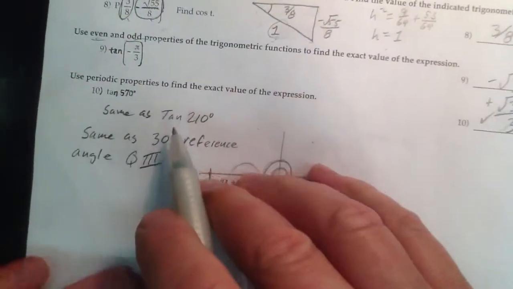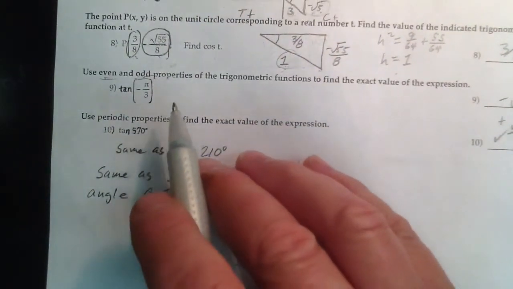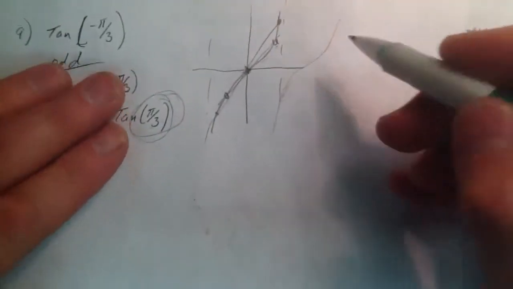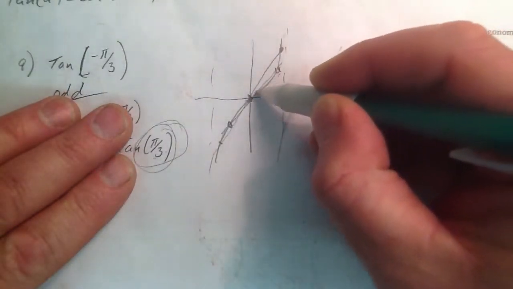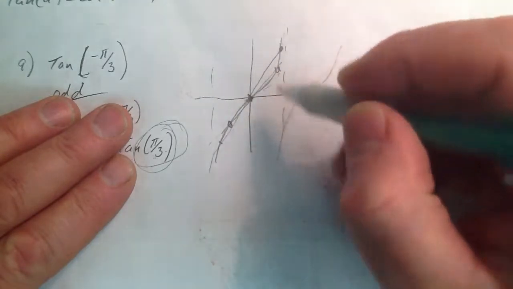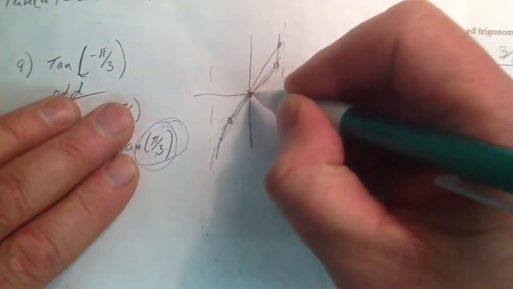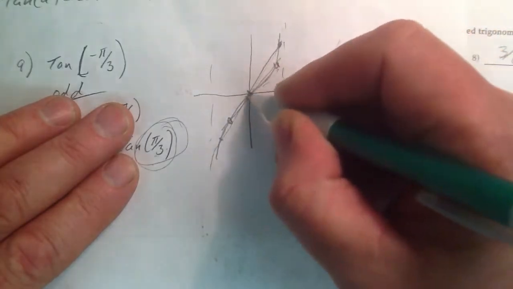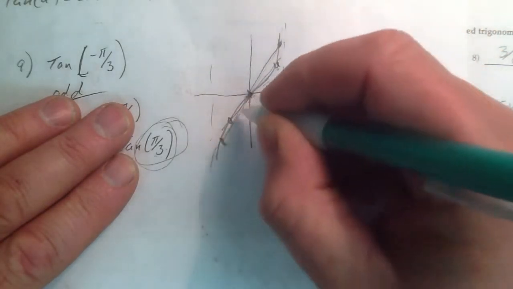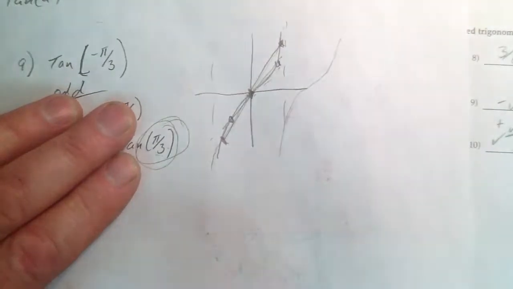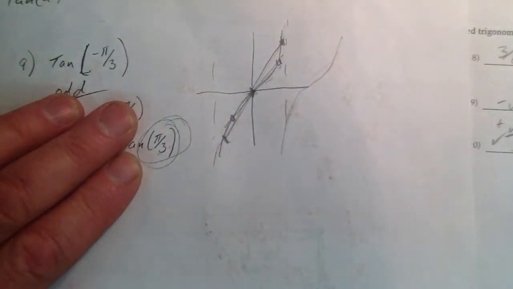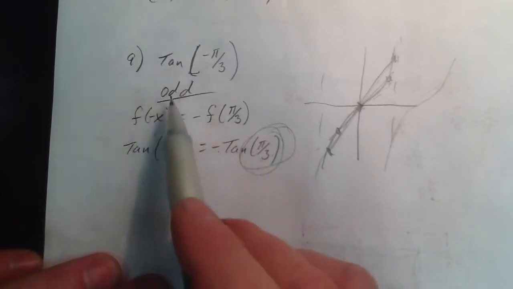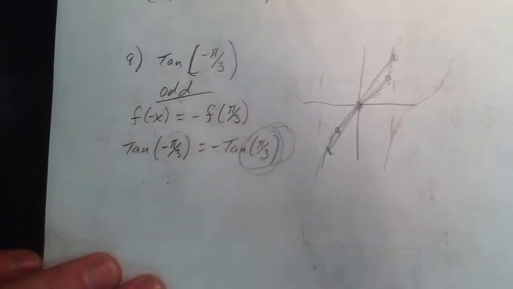Now, what's this even-odd business? What does that mean? Well, let's take a look at the tangent function. The tangent function makes this S shape through the origin. It looks a lot like a cubic, which means that it has origin symmetry. If I have some sort of straight line going through the origin, the distance from here to here is the same as the distance from there to there. So we call that origin symmetry, which means that tangent is an odd function.